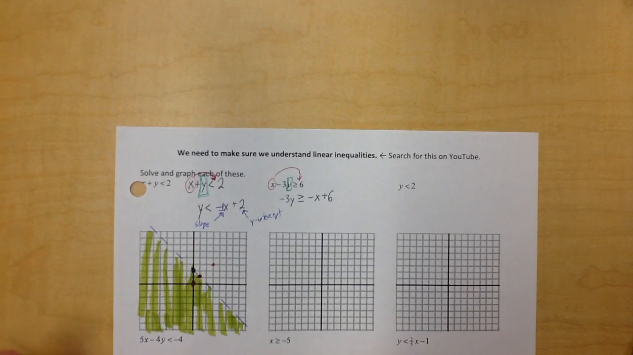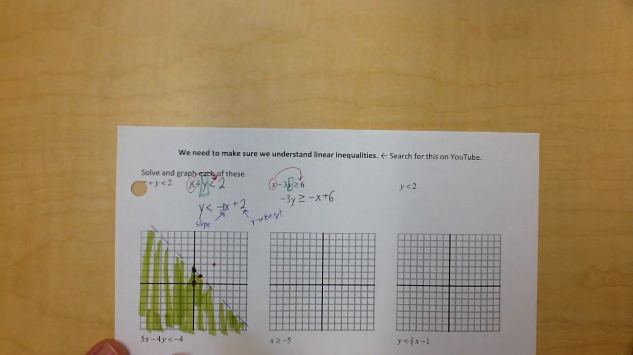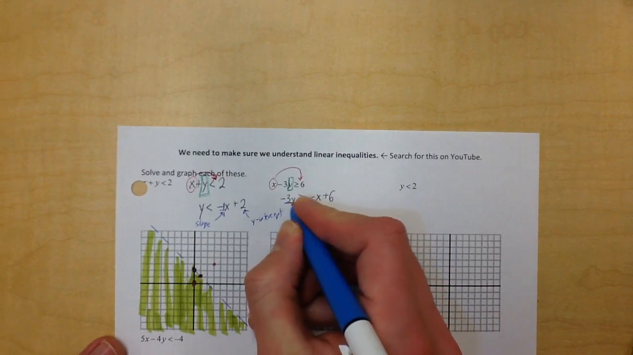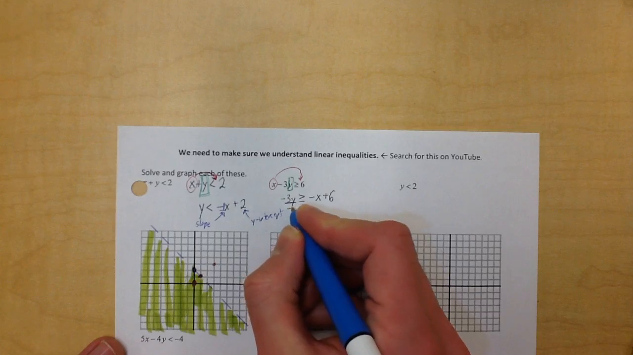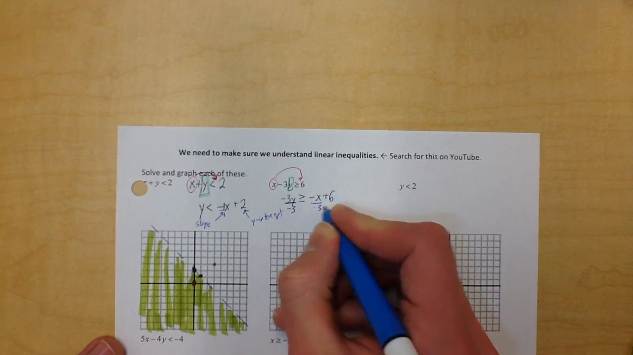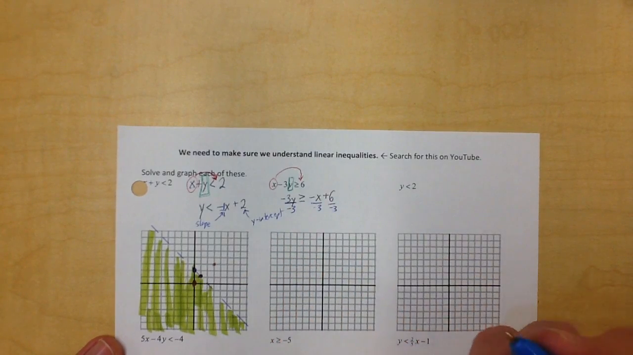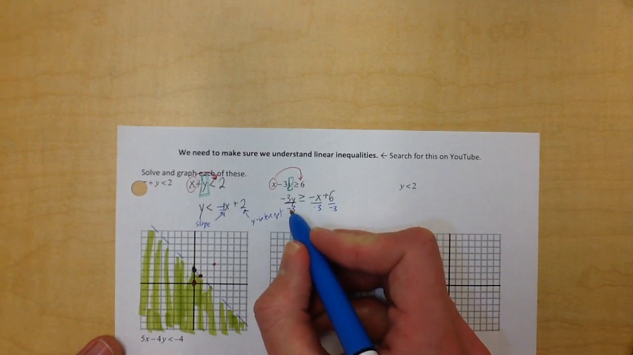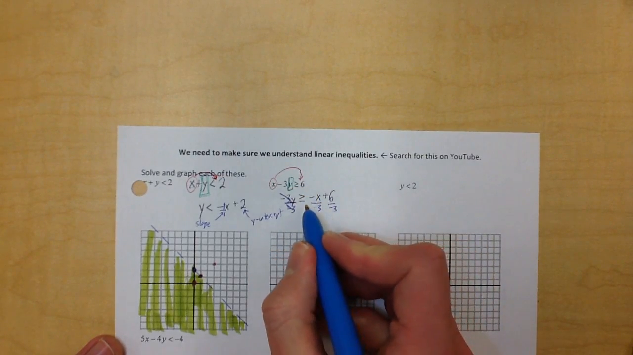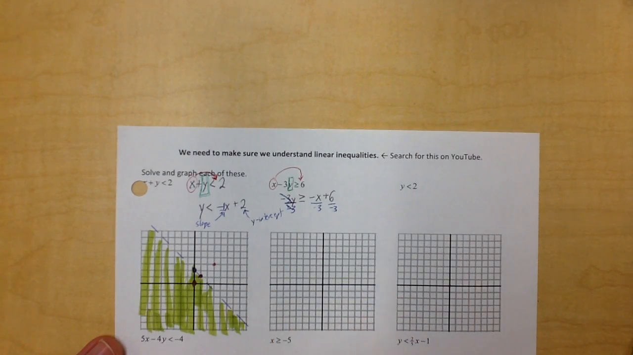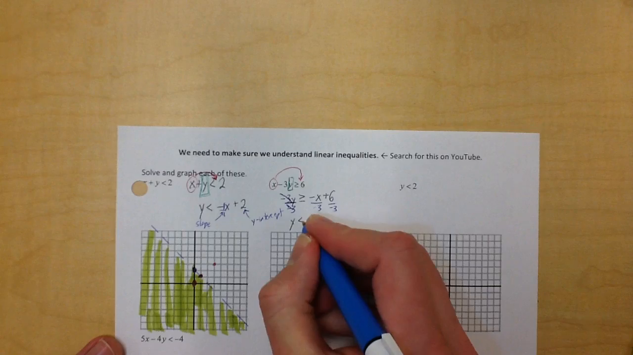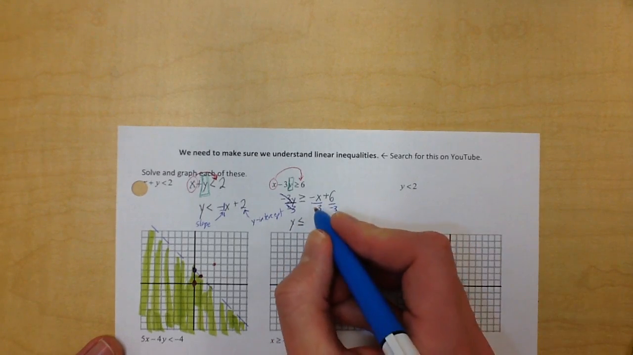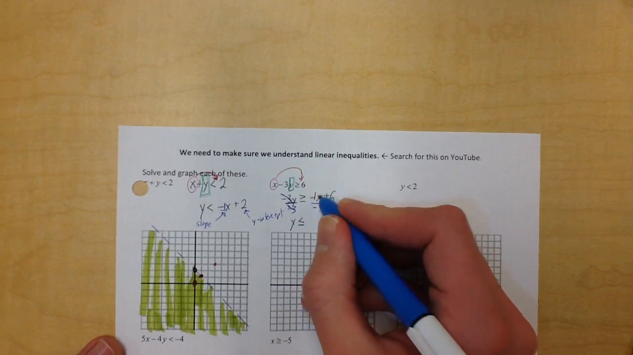We will now get y by itself. In order to do that, I need to divide by this negative 3, and I'll divide here, and I'll divide here, and I'll divide here, and because I'm dividing by a negative, I will turn that symbol around. So we're going to do that. So y is less than or equal to, oh my goodness, we have a mess. Let's fix it. Don't panic.